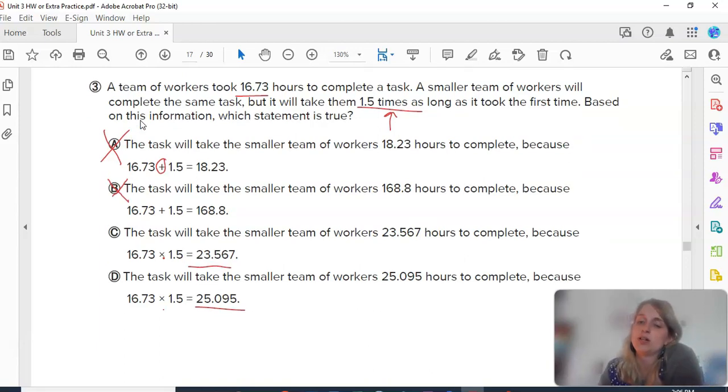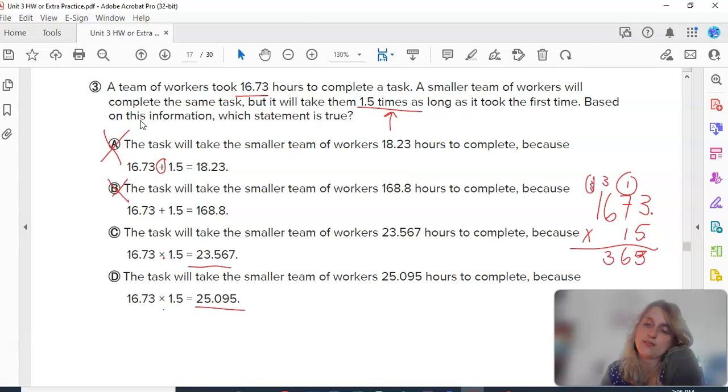So we're going to do 1,673 times 15. Notice that I completely dropped my decimal points. Did not even write them in. I know that 5 times 3 is 15. I know that 5 times 7 is 35, plus 1 is 36. I know that 5 times 6 is 30, plus 3, 33. I know that 5 times 1 is 5, plus 3, 6, 7, 8. I know that I need to put a placeholder 0 here.